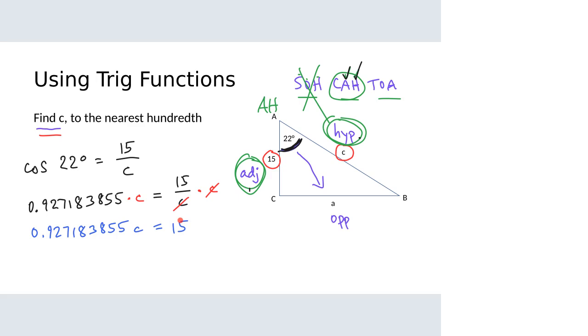Okay, I'm trying to get c by itself. I've got this whole long decimal here multiplied by c. I need multiplication to go away, so I need to divide by that really long decimal.